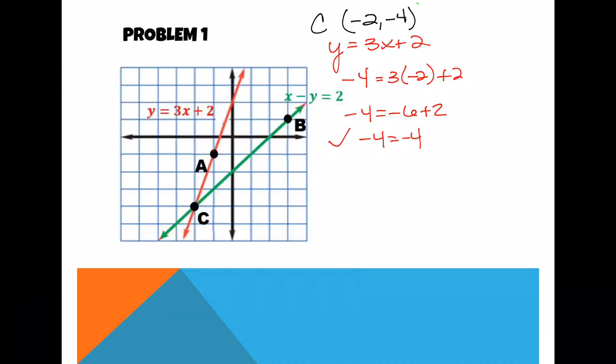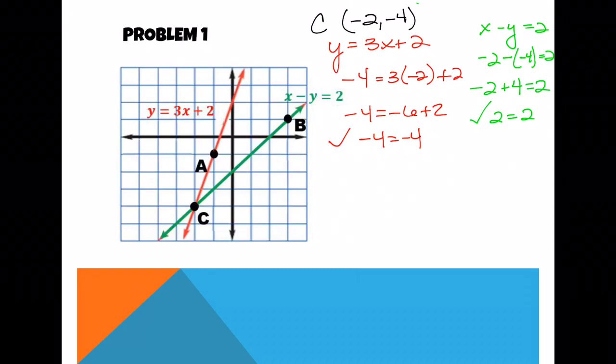Let's try it for the green line. x minus y equals 2, and we'll substitute in -2 for x and -4 for y: -2 minus -4 equals 2. So -2 minus a negative is plus a positive, and -2 plus 4 is in fact 2. 2 equals 2. So that is a solution. The point (-2, -4) is also a solution to the second equation, x minus y equals 2. So we have graphically and algebraically shown that the solution to this system of equations is this shared point C, the point of intersection.